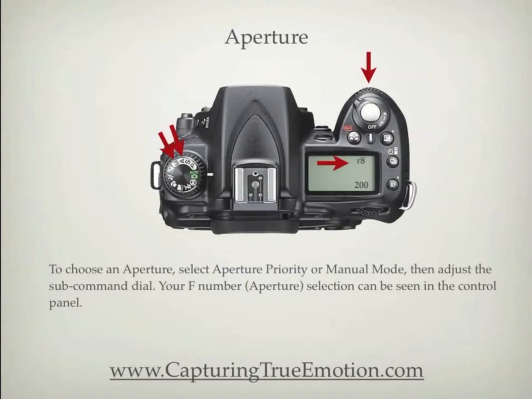To choose an aperture, select aperture priority or manual mode, then adjust the sub-command dial. Your F number aperture selection can be seen in the control panel.